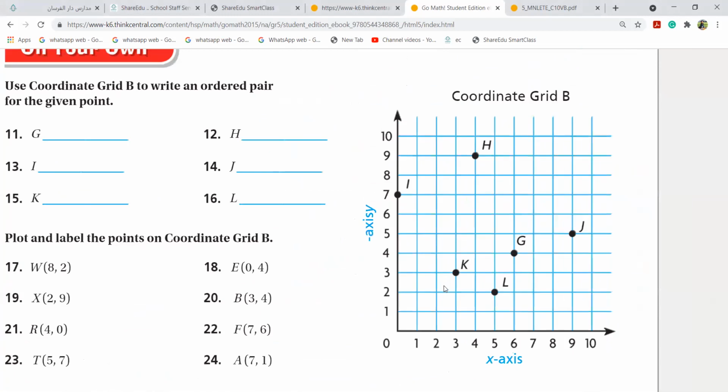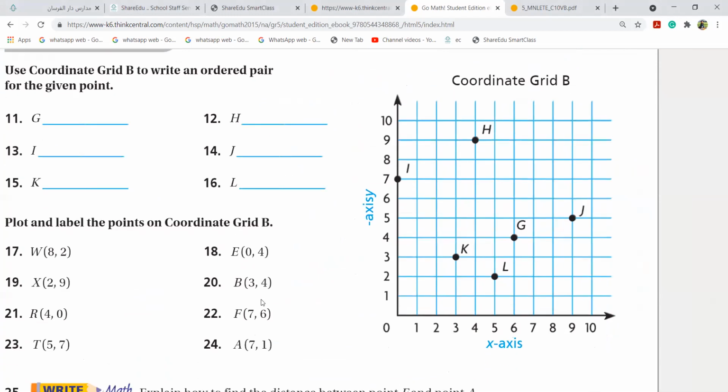Come on, Tala. Tell me where is the point G. Don't tell me the point G, tell me the ordered pair of G. It's 6, 4. Excellent. What mistake must you not make? Never write 4, 6, right? Because we write the X first, then the Y. Excellent. I hope you all score well tomorrow.